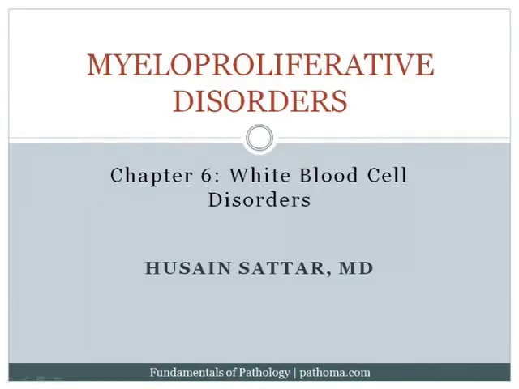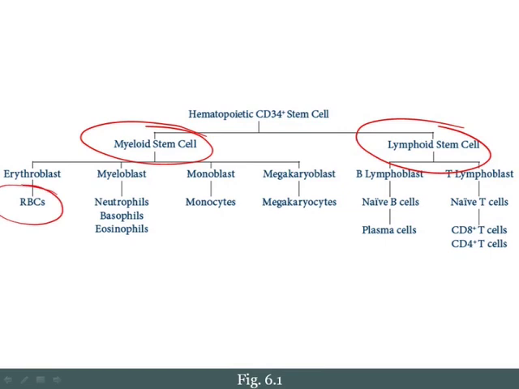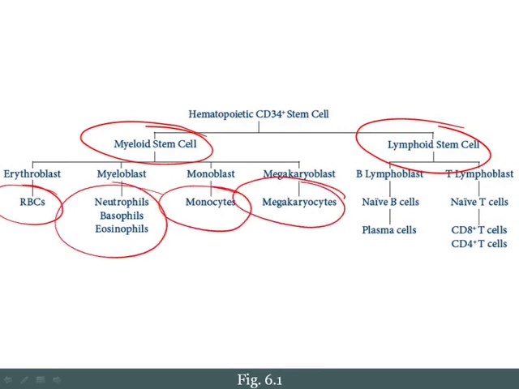The last of the leukemic processes that we're going to discuss are the myeloproliferative disorders. In order to understand the myeloproliferative disorders, we've got to go back to normal hematopoiesis. Recall that in normal hematopoiesis, there is a CD34 positive stem cell, and that stem cell can produce a myeloid stem cell or a lymphoid stem cell. The myeloid stem cell will eventually become the cells of the myeloid lineage, producing red blood cells, granulocytes, monocytes, and megakaryocytes, and the lymphoid stem cell has the ability to eventually produce the B cells and the T cells.